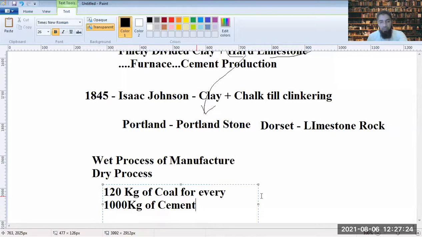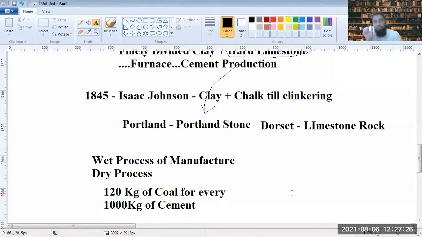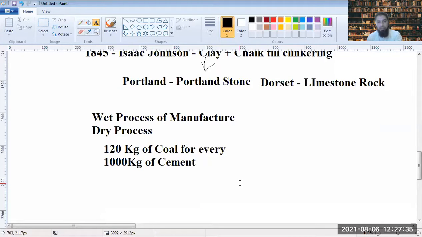In India, how many kgs is one cement bag? Can anybody tell me? How many kg is one cement bag? 50. Who is saying this? 50. What's your roll number? 82. 82. 50 kg is right. In India, we have 50 kg, one cement bag.